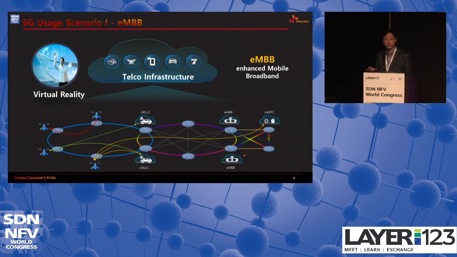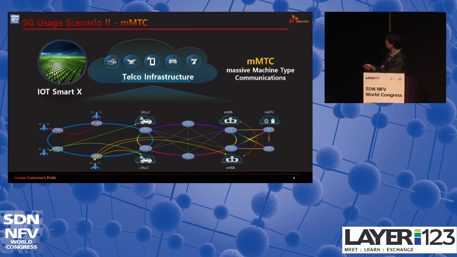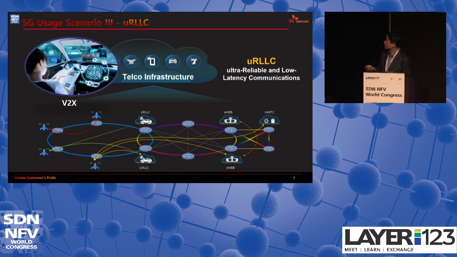One is eMBB, enhanced mobile broadband, like virtual reality or AR, multimedia services. Another is massive machine type communication, such as IoT, smart farm, smart city, or even smart industry. And the last one is ultra-reliable and low latency communication, such as V2X or remote control in smart industry. That also means, in the 5G transport view, we have lots of other services coming.